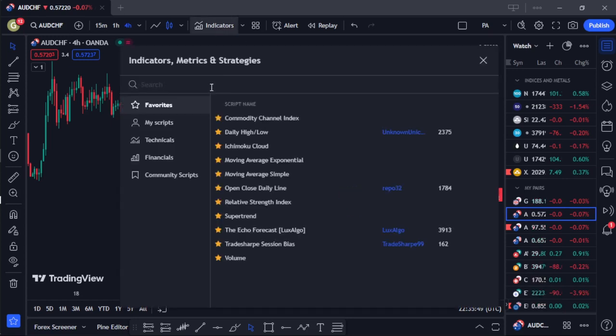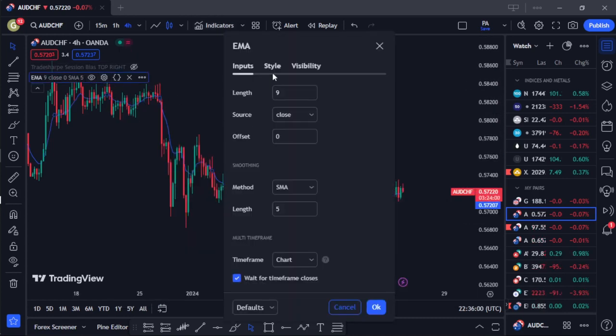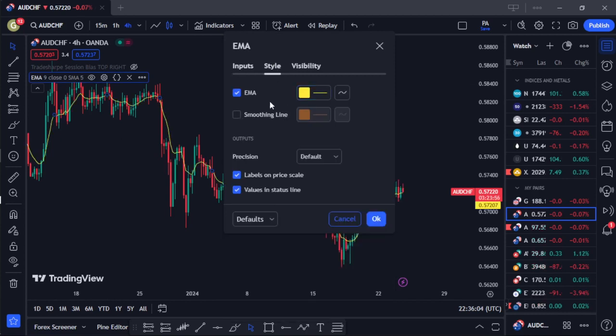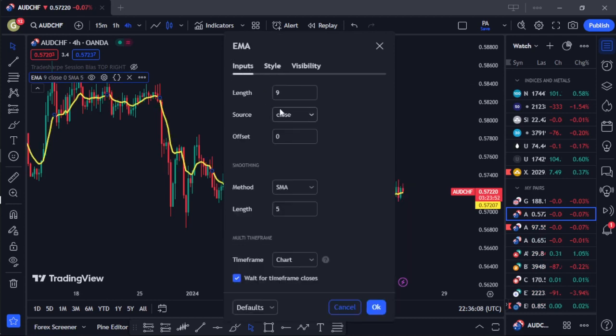So the first is, let me come over here and look for it. So I have it here. It's called the moving average exponential. So let me just add it to my chart. You can see I just added it right now. So I'm just going to change this color. Let me give it a yellow color, and then make it a bit thicker so that I can actually see it in the chart. And then from here, the first thing I'm going to change is the type to EMA.